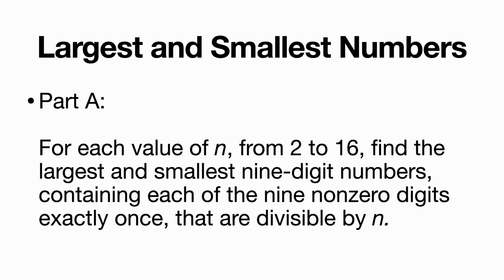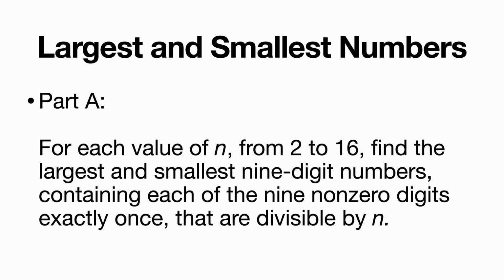Next week's problem continues with the divisibility theme, and it's a 2-parter. Here's how it goes. Part A. For each value of n from 2 to 16, find the largest and smallest 9-digit numbers containing each of the 9 non-zero digits exactly once that are exactly divisible by n.